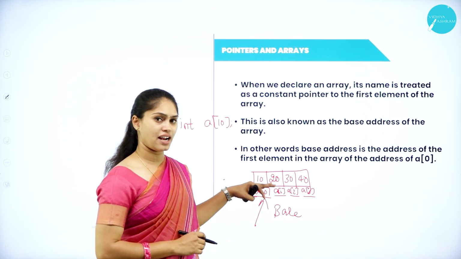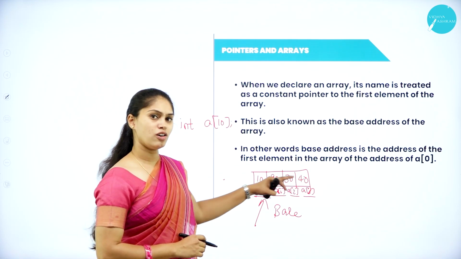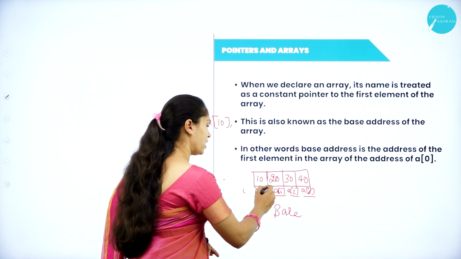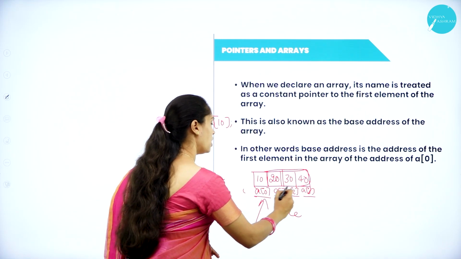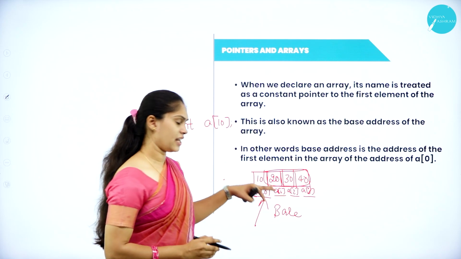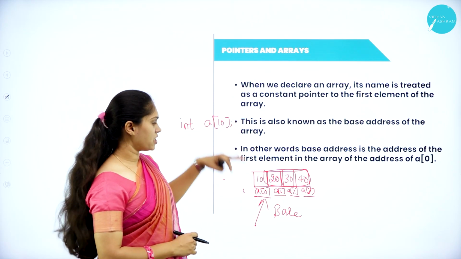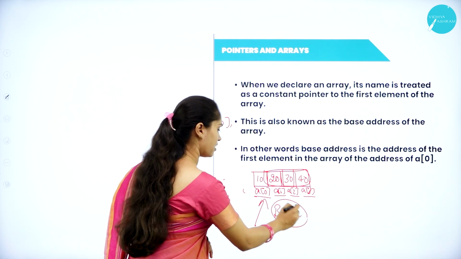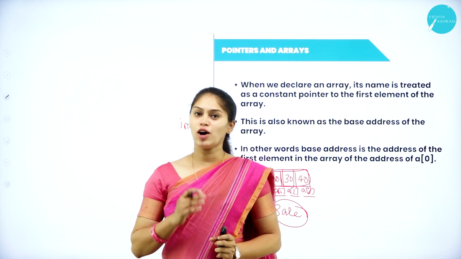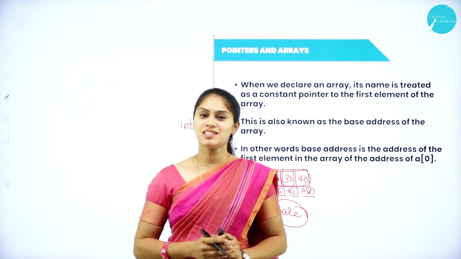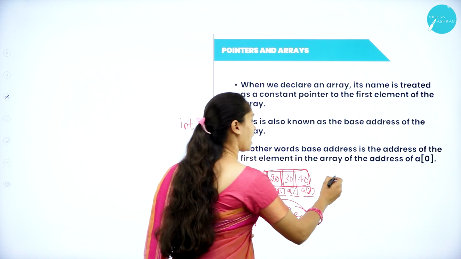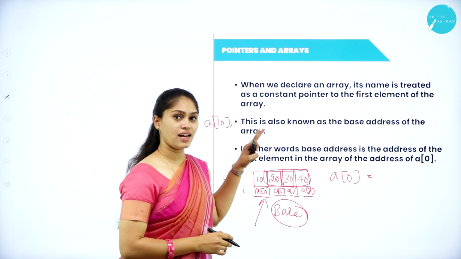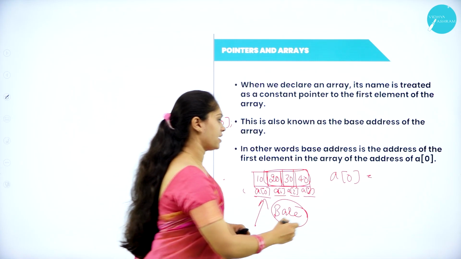From this first address, I can fetch the details of the next elements, because there is no gap between the elements. It will be in an ordered collection, so with the help of this pointer, I can find the base address. Using the array concept, how can I find the base address, so that I can get A of 0? This represents the first element of the array, that is 10.